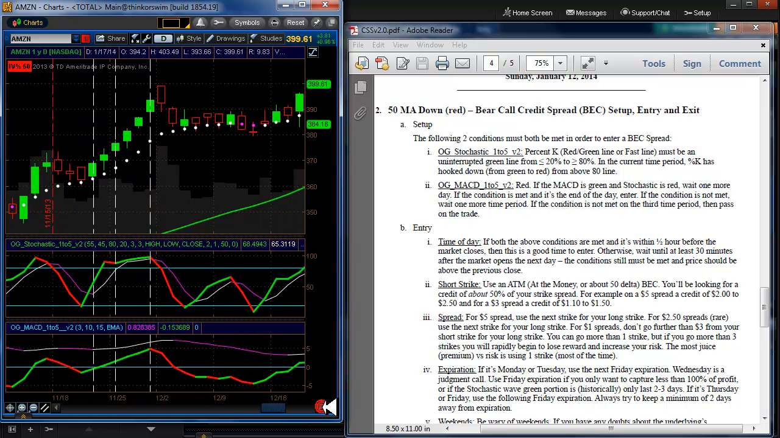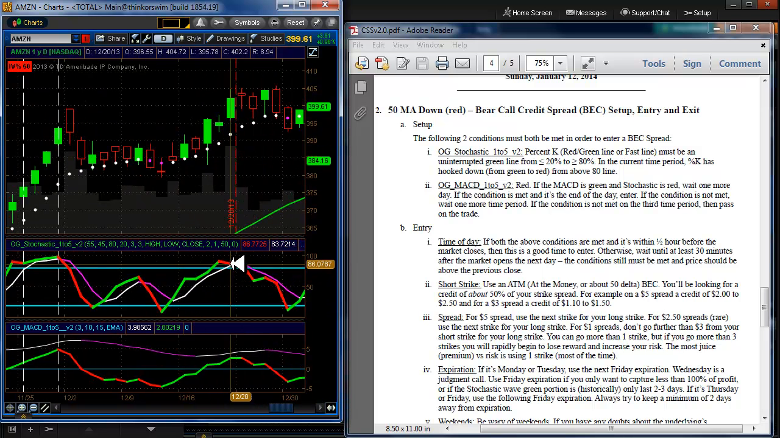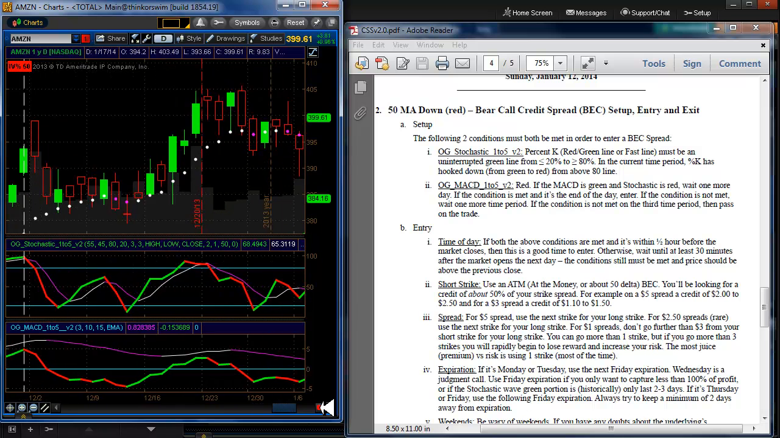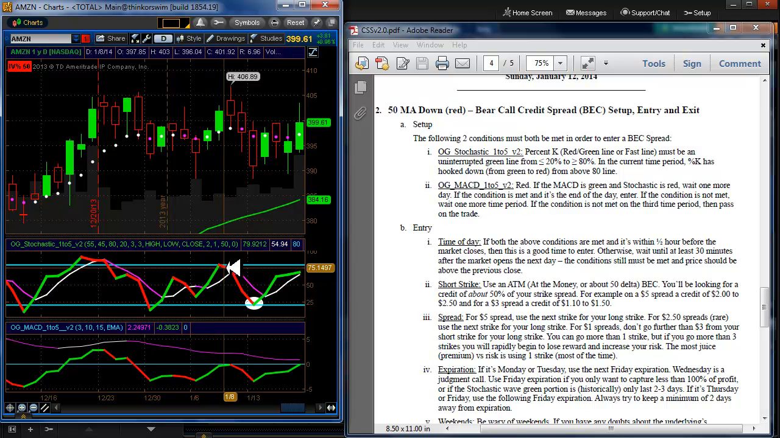So is there another one coming up here? This one doesn't quite get up there, so we have no entry here. And we have a violation here. We don't have a solid red line. It actually turned green for one day. So we have no entry there. But come along here, we have a nice solid red down.